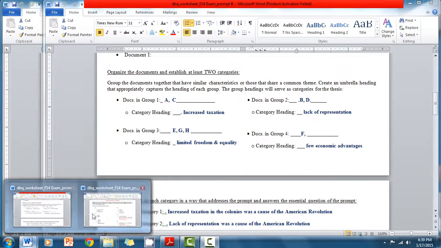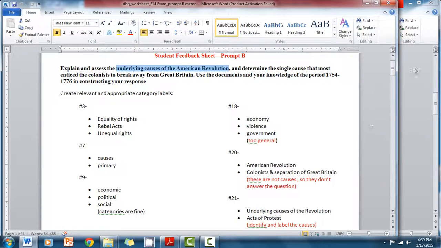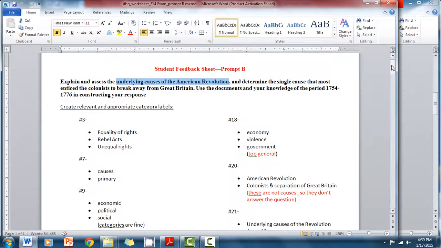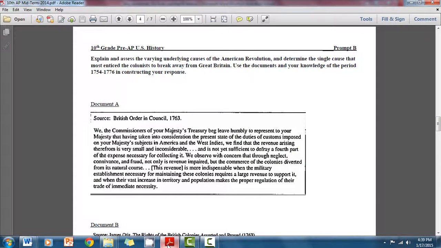All right, this is the student feedback for prompt B. The students that had this prompt for their midterm exam were asked to explain and assess the varying underlying causes of the American Revolution and determine the single cause that most enticed the colonists to break away from Great Britain. Use the documents and your knowledge of the period, 1754 to 1776, in constructing your response.